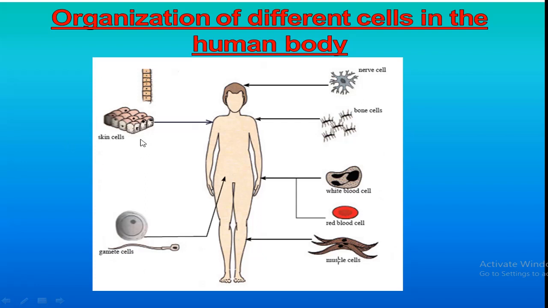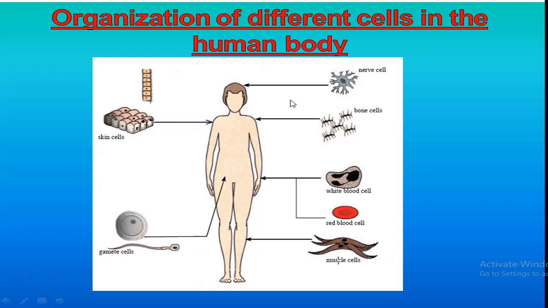Here, the skin contains skin cells, the brain contains nervous cells, and there are bone cells, white blood cells, red blood cells, muscle cells, and gamete cells. Those are the different types of cells contained in the human body. The function of each type of cell is different. The function of skin cells is different from sex gametes, right? The same is true for white blood cells, red blood cells, muscle cells, bone cells, and nervous cells.